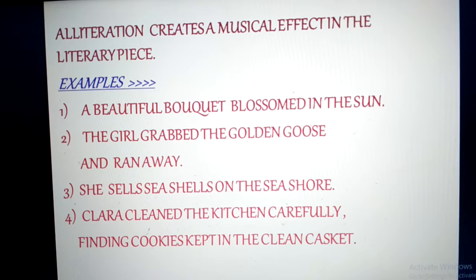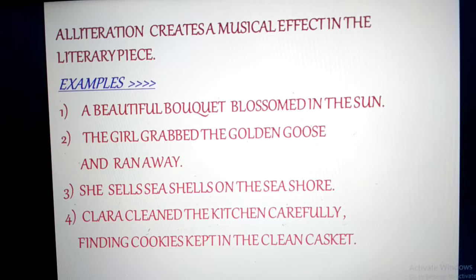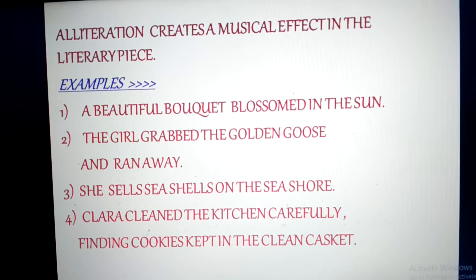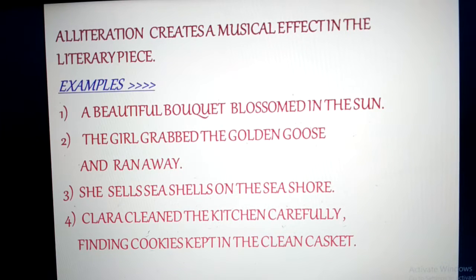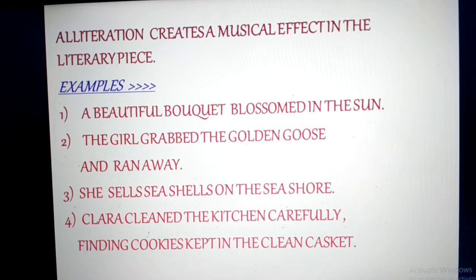pleasurably spoken? The girl grabbed the golden goose and ran away. Listen to this beautiful one. She sells seashells on the seashore. Very interesting. Clara cleaned the kitchen carefully, finding cookies kept in the clean casket.